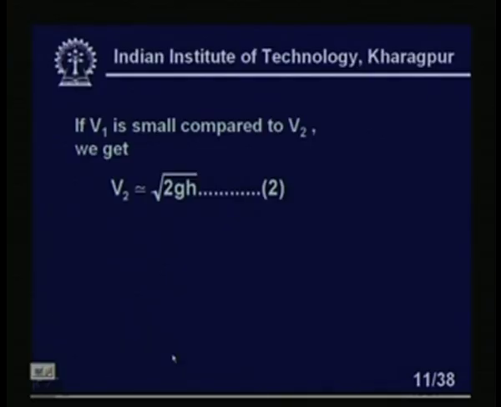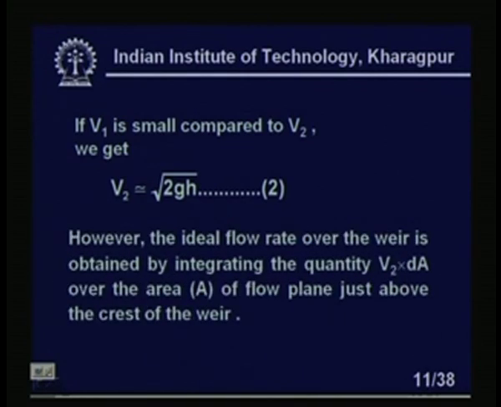In that case, we can simplify these expressions like this. If V 1 is small compared to V 2, then we can write V 2 equal to root over 2 g H. This is equation number 2. However, if I want to find the ideal flow rate, because this is a velocity and it is not very easy to measure the H, we are getting the flow at the crest.